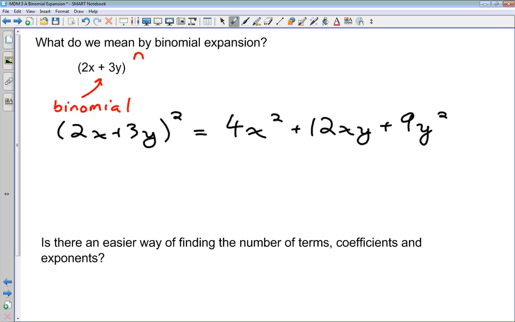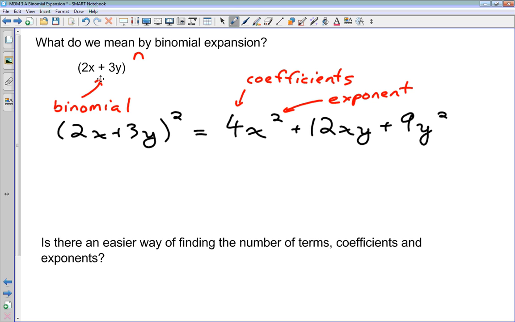So a series of terms here with coefficients out in front. Okay, coefficients are just the numbers. You've got an exponent on each variable. And of course you've got one, sometimes two variables in each of these terms here.